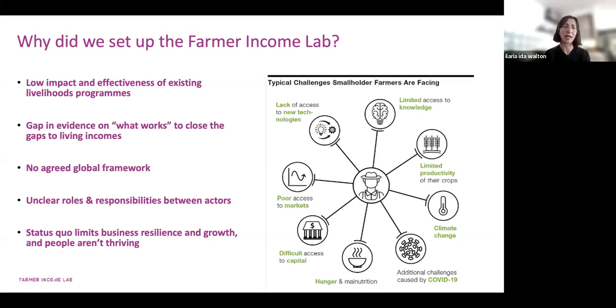But what we observed as a business is that these programs tended to have very low impact and not be very effective in really tackling the issues that farmers were facing. We also saw that there was a real gap in evidence of what works to close the gaps to living incomes, and there was no agreed global framework really on living incomes. Also, the roles between actors, from companies to NGOs to multi-stakeholder groups and origin governments and funders, were a bit unclear: who is supposed to do what and how. And the status quo really limited the business resilience and growth. So people, in essence, really are still not thriving. So the idea of founding the lab was to try to answer some of these questions and fill in some of these gaps. If you could move to the next slide, please.